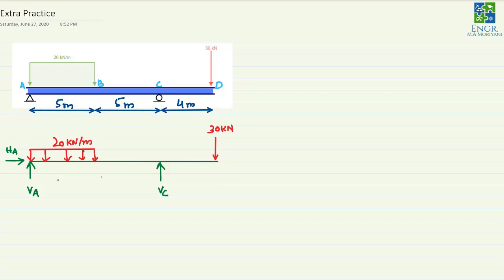Now in order to find these values, it's quite simple. We have to apply the conditions of equilibrium. The first condition of equilibrium is that the sum of all forces in the x direction equals 0. Because there is no other force in the x direction, HA will be equal to 0. We have only this HA force in the horizontal direction. Other than that, the sum of all forces in the y direction equals 0. This is the second condition of equilibrium.